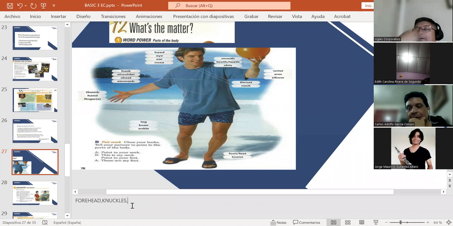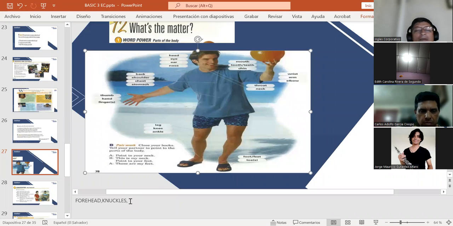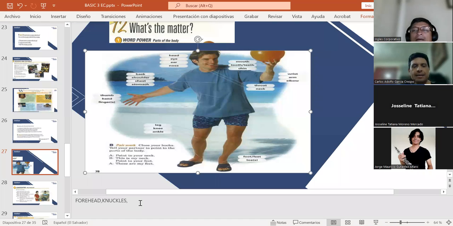Here, let's talk about the face. Teacher, los nudillos, ¿cómo se escriben? Here it is. Can you see it or not? Okay, ya, sí, gracias. Okay, aquí dijimos. Knuckles, yeah, knuckle. Okay, this is your forehead. Forehead is la frente, ¿verdad? Yes, this is your forehead. Gracias. All right. Any other question?